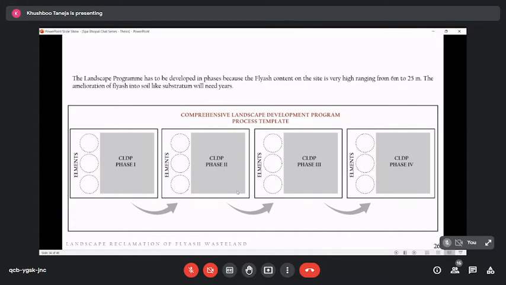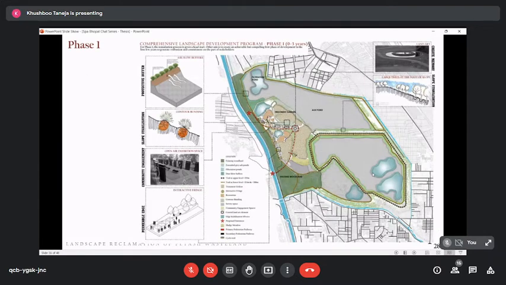So there is going to be a development program for phase 1, phase 2, phase 3. I had to make 4 conceptual landscape development plans for phase 1 to phase 4. Starting with phase 1, which is 0 to 3 years, the remediation process is given a head start. The aim is to create an achievable but compelling first phase of development in the first few years to generate enthusiasm and commitment on the part of the stakeholders.